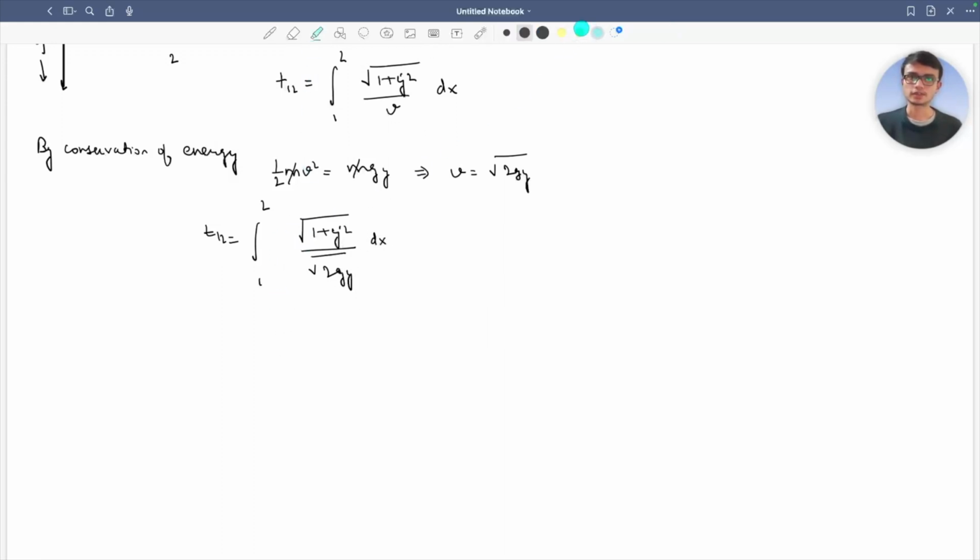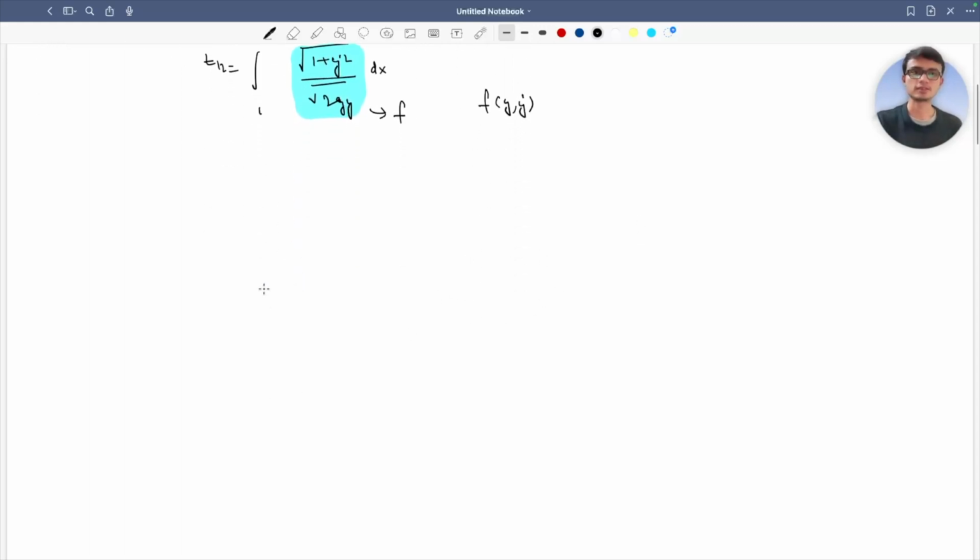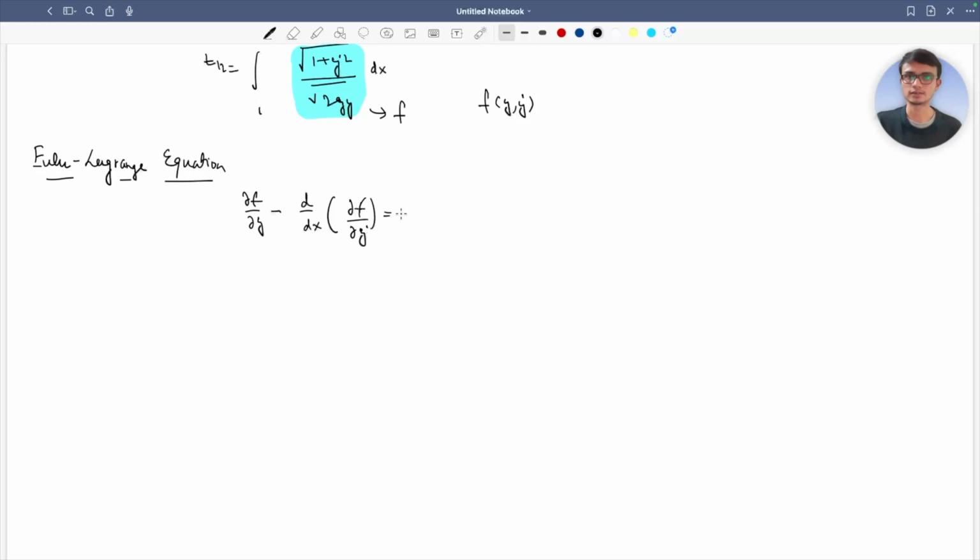Now this function out here, let's say this function is my f, and my f is dependent on y and y dot. There's no x dependence here. So now, using the principles of calculus of variations, I will use the Euler-Lagrange equation. The fundamental form that we know is del f upon del y minus d by dx of del f upon del y dot equals 0.